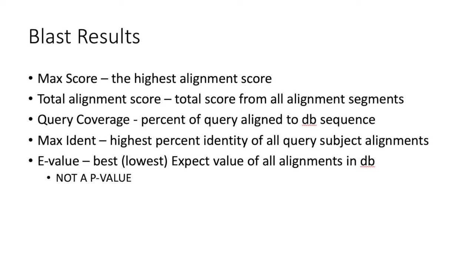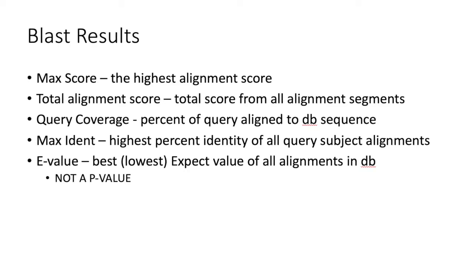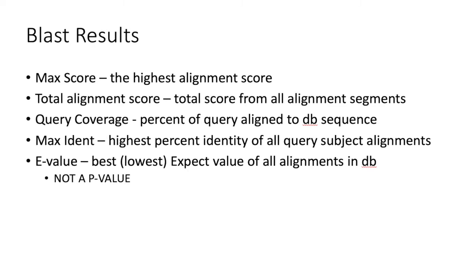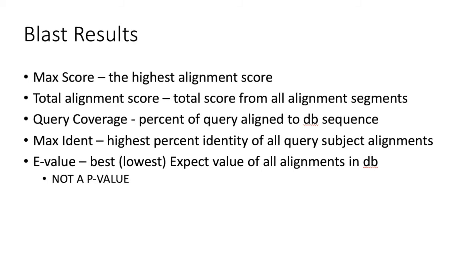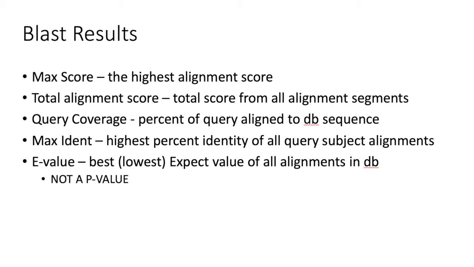So our next question is, what is identity? Identity is the extent to which two nucleotide or amino acid sequences have the same residues at the same positions in an alignment. If we go back to our example of comparing DNA sequences, that percent that we were getting would be our max identity.